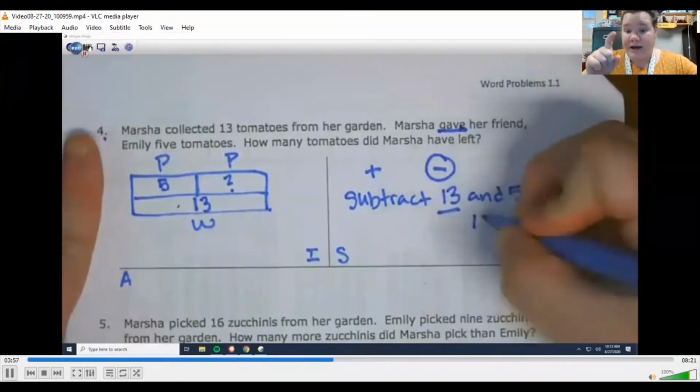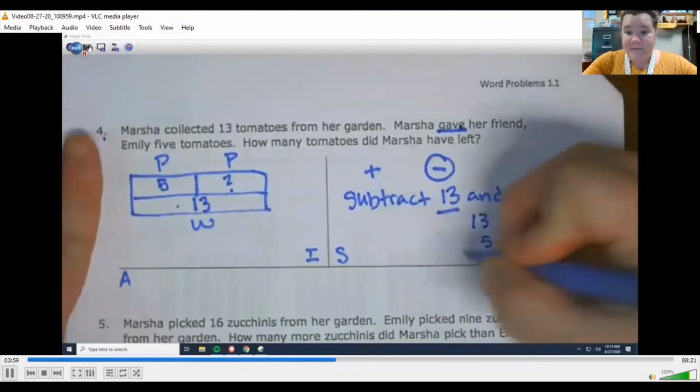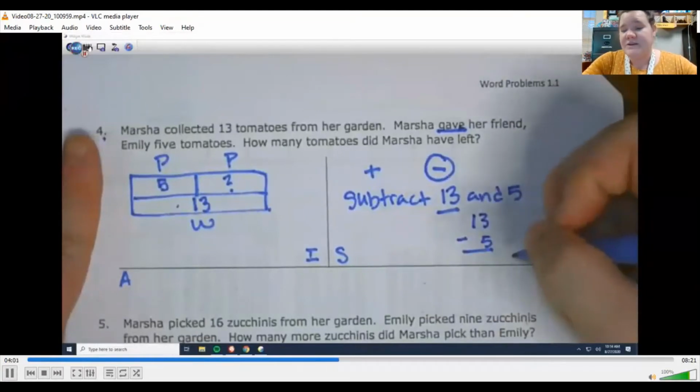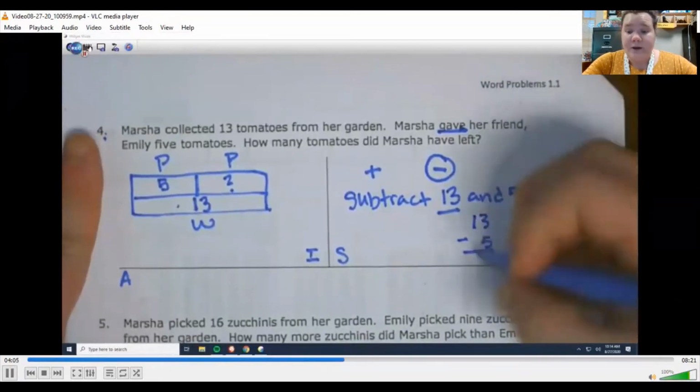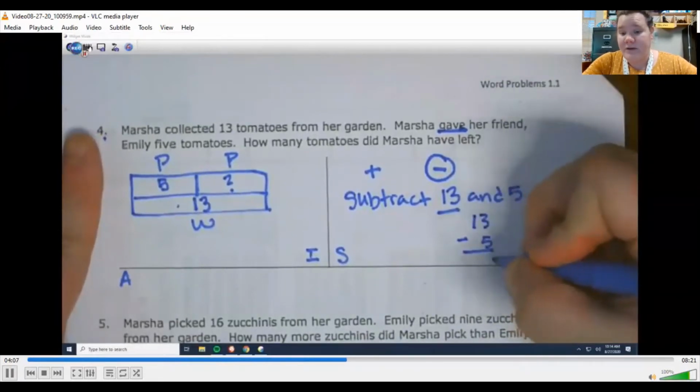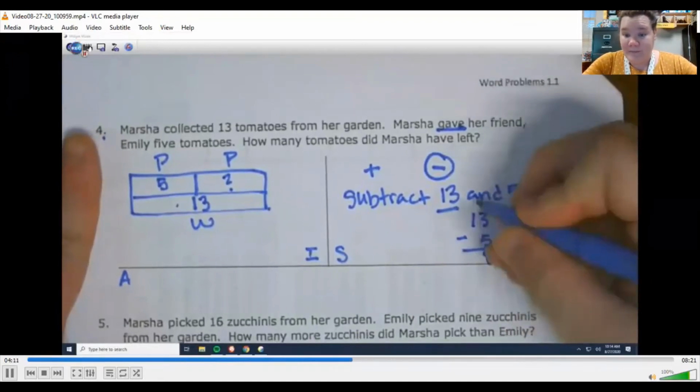Then you're going to write it up and down, not side to side. Okay, we always write them up and down, especially for those trickier problems. It's just good practice. So 13 minus 5 equals 8.